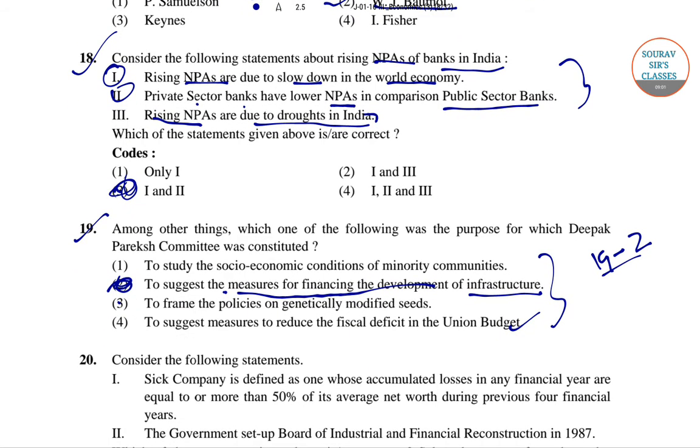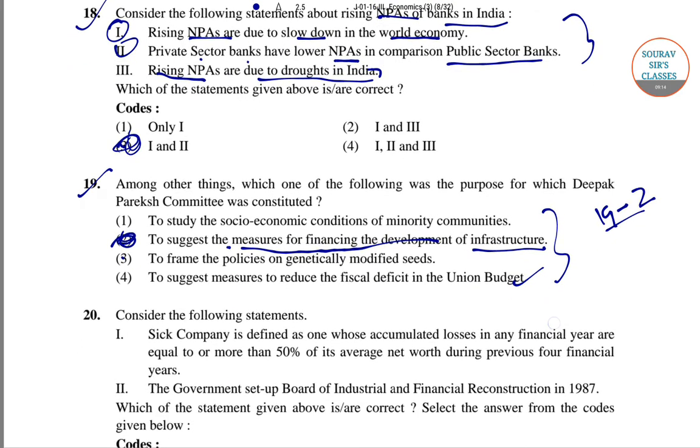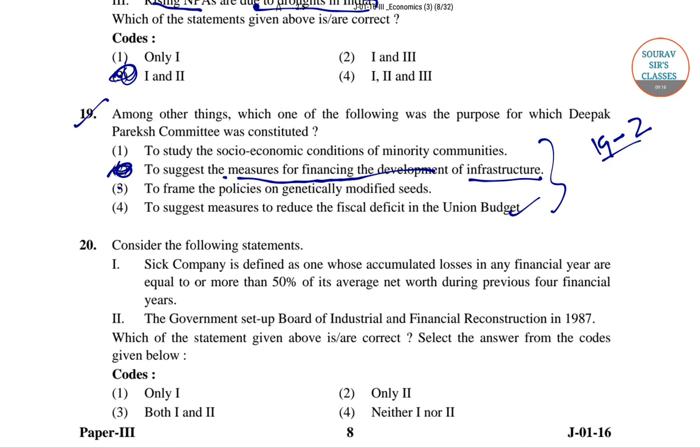So in question number 20, it is given, consider the following statement. Sick company is defined as one whose accumulated losses in any financial year are equal to or more than 50% of its average net worth during the previous 4 financial years. And it is also given the government set up Board of Industrial and Financial Reconstruction in 1987. Which of the statements given above is true and correct? So we know both 1 and 2, both of them are correct. So option 3 is the right answer for question number 20.